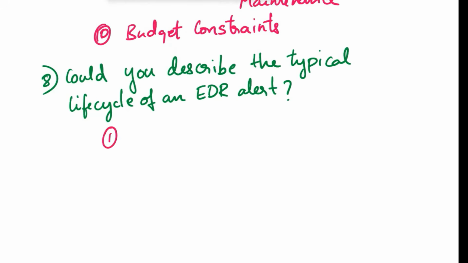The first one is detection. The EDR solution continuously monitors endpoints for suspicious activities based on predefined rules and behavior patterns. When an event or activity matches the criteria set in these rules, an alert is triggered. These triggers could include indicators of compromise, that is IOCs, anomalous behaviors, or deviations from established baselines.